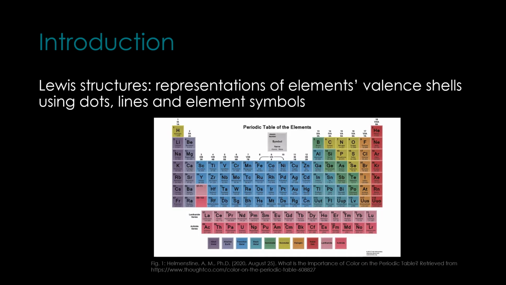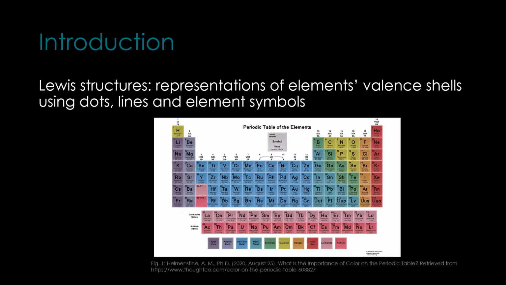Let's first understand what Lewis dot structures are. They are simplified representations of elements' valence shells using dots, lines, and element symbols. The dots represent the valence electrons. The number of the main group in the periodic table is the same as the number of valence electrons of the elements in the respective group. This, however, does not apply to the transition metals.